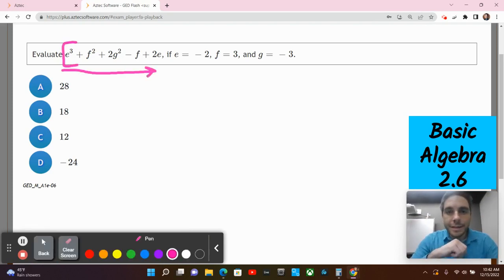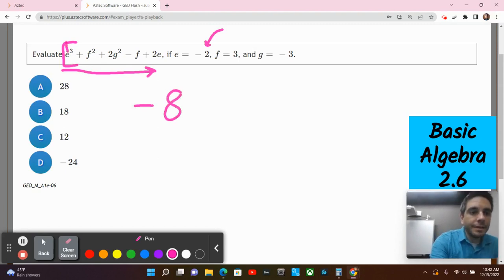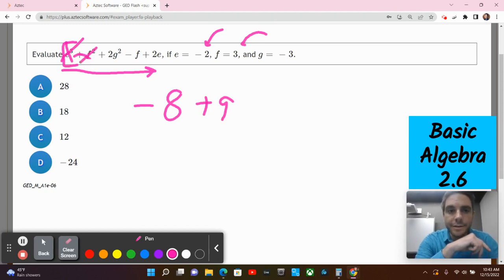So we really just got to take it one piece at a time, perform all the operations, and we should be okay. So e to the third power is negative 2 to the third power, which comes out to be negative 8. F to the second power means 3 to the second power, which is 9. 2 times g to the second power, g is negative 3, and we do have to do the exponent first here and then multiply by 2. Negative 3 to the second power is just 9, and then we times that by 2, and we get 18.